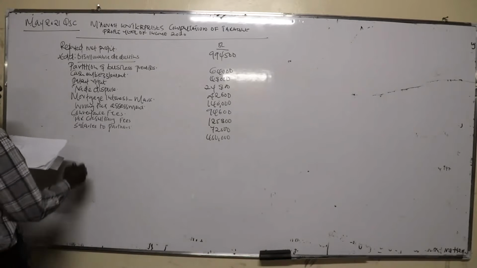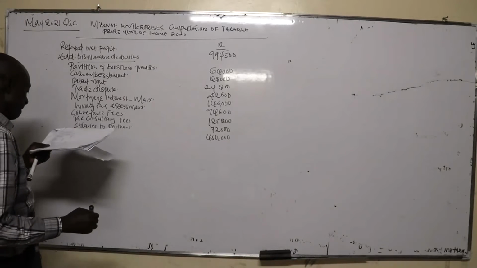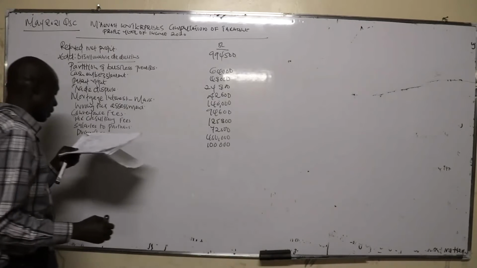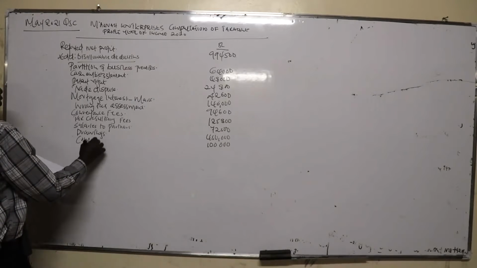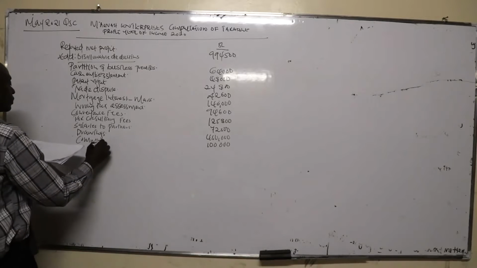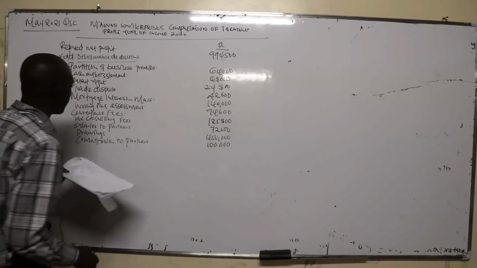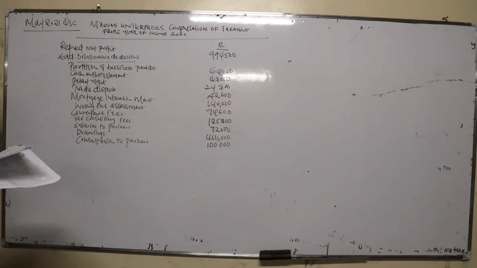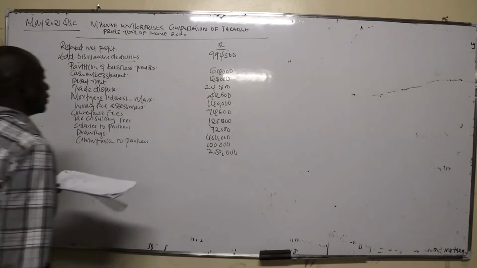Drawings by partners are not allowed. Drawings, 100,000. Commission to partners is not allowed. Any payments to partners are not allowed. Commission to partners, 250,000. So you add back 250,000.